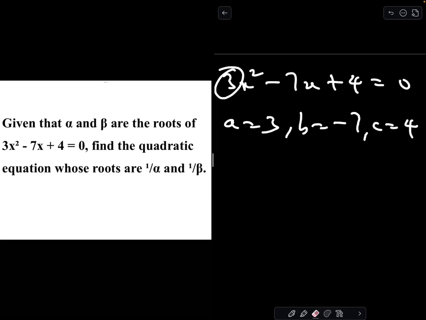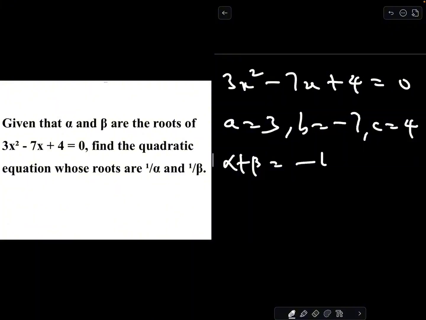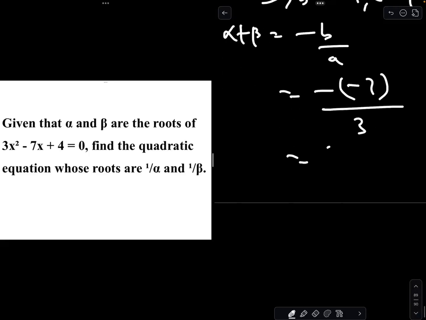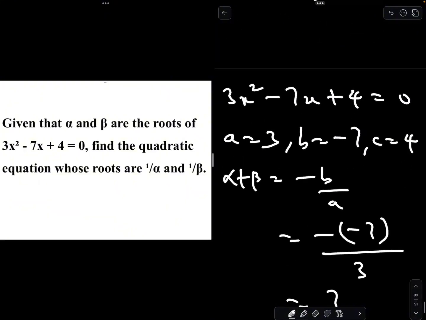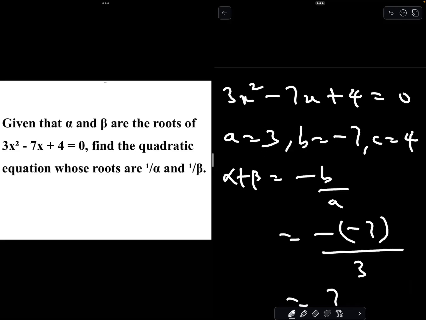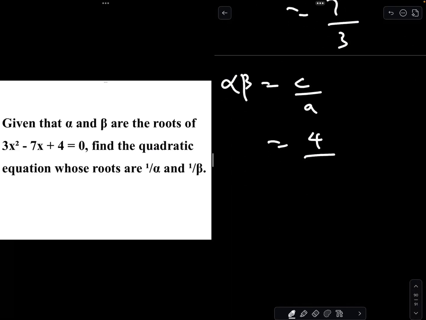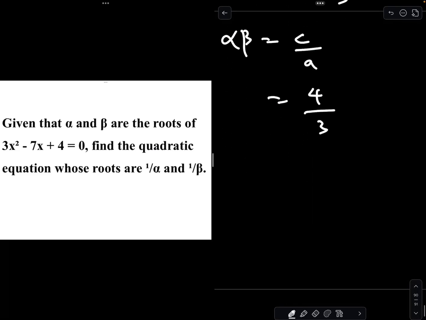So we can find the sum of the roots, which is alpha plus beta, and that's minus b over a, which is minus into bracket minus 7 over a, which is 3, and that is 7 over 3. And we can also find the product of the roots, which is alpha beta, and that's given by c over a, which is 4 over 3. Now, to find the quadratic equation whose roots are 1 over alpha and 1 over beta, this is what we do. We add the roots.